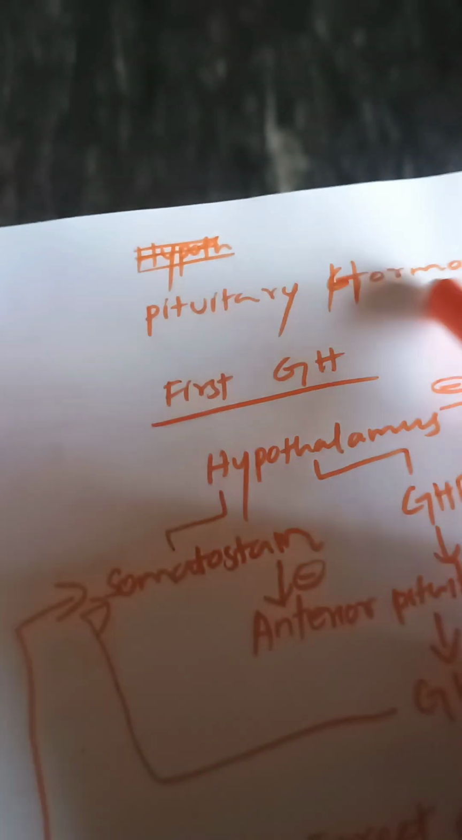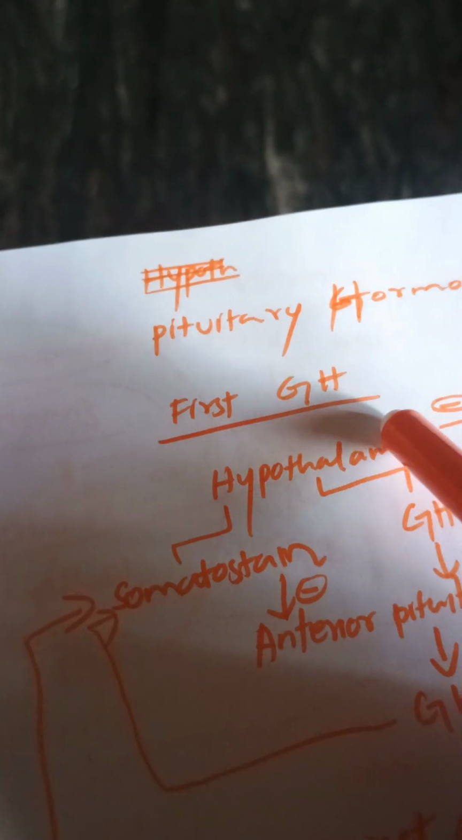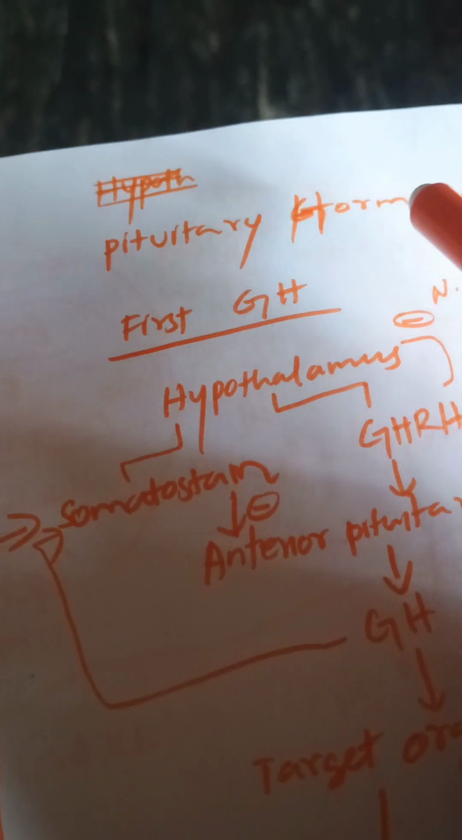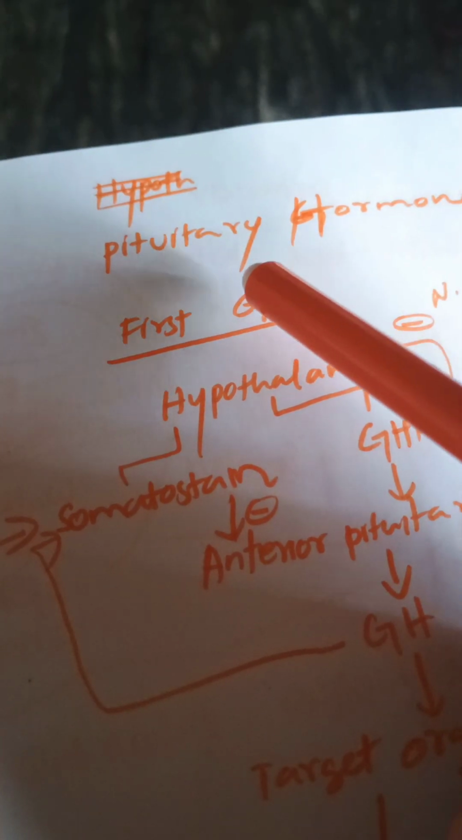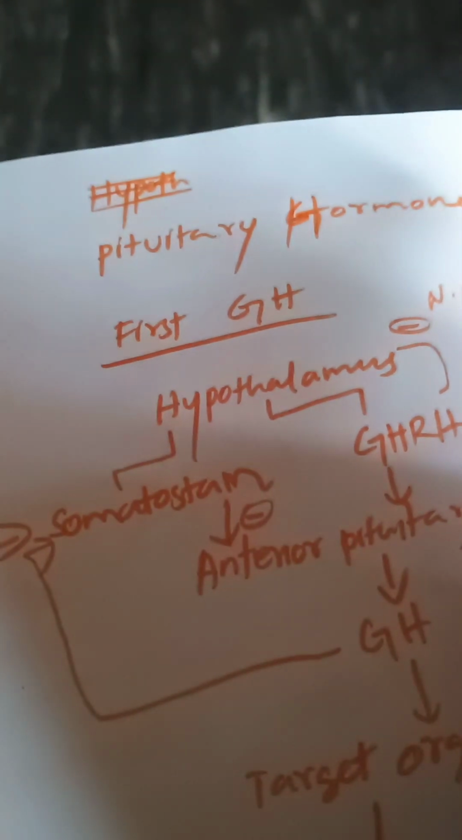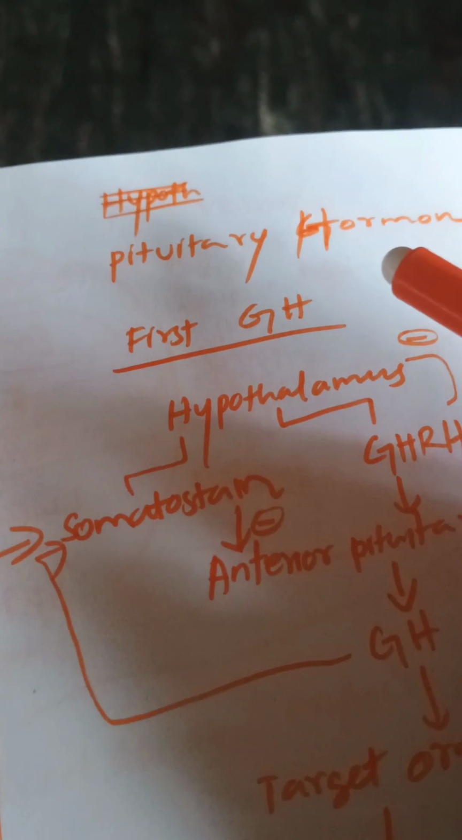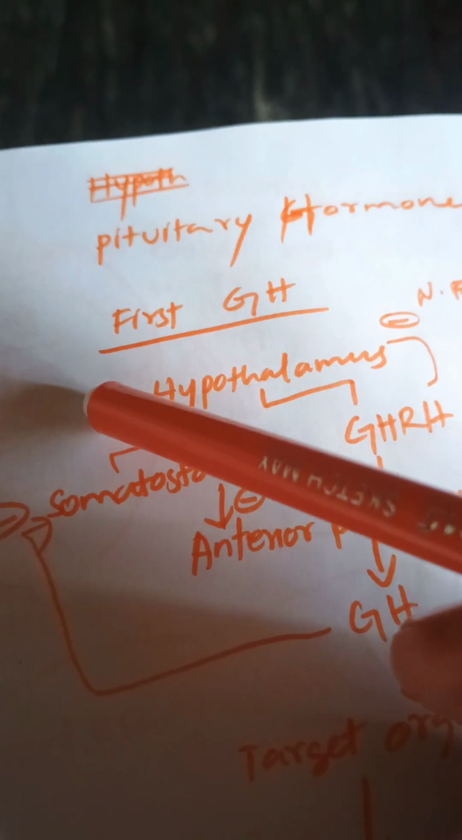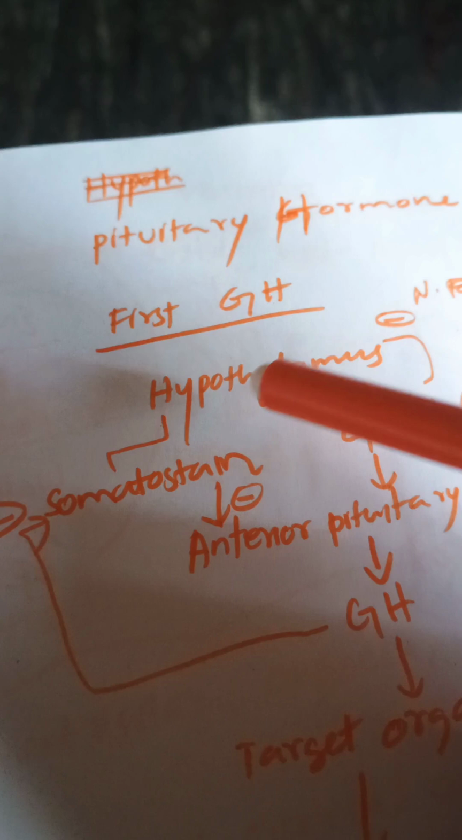In pituitary hormones, first let's look at growth hormone. Growth hormone is a peptide hormone. It is a polar substance. It acts through a cell membrane receptor, as we discussed in the last video. Now we see the pathway of that growth hormone.